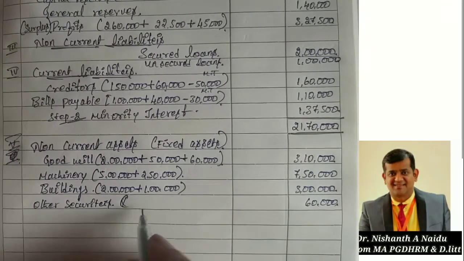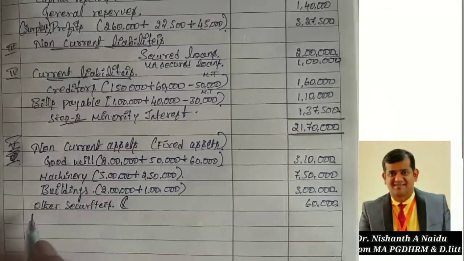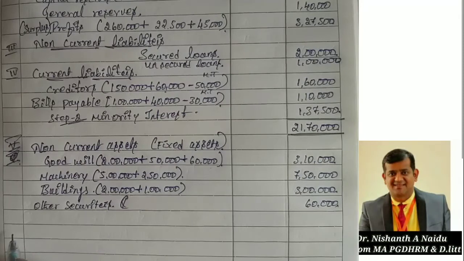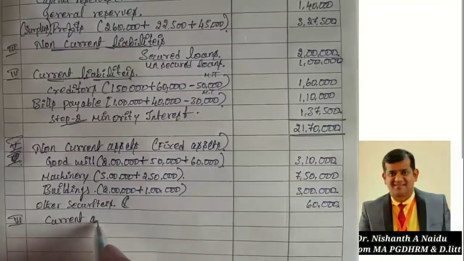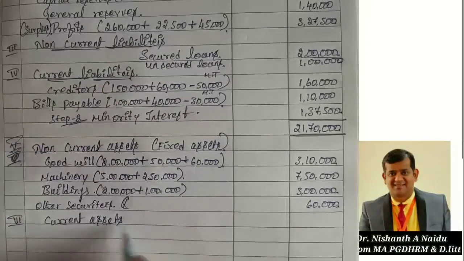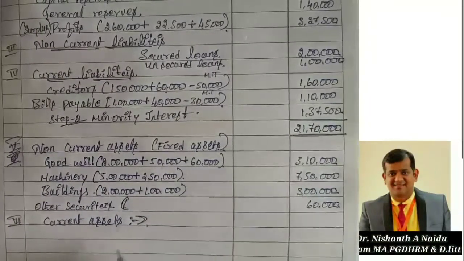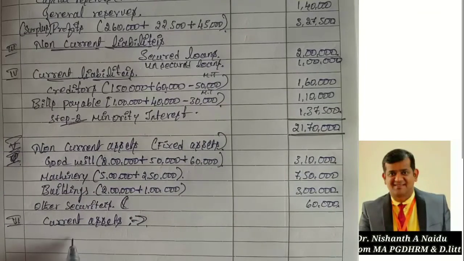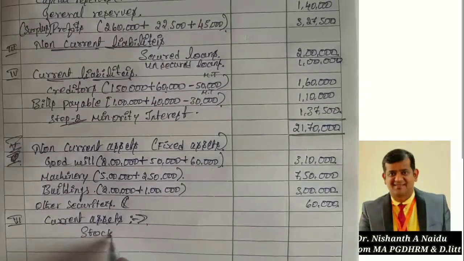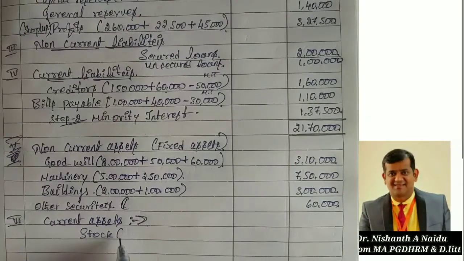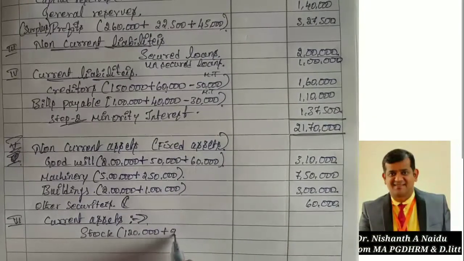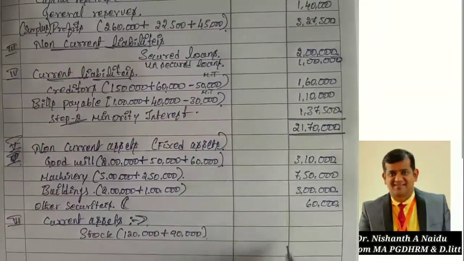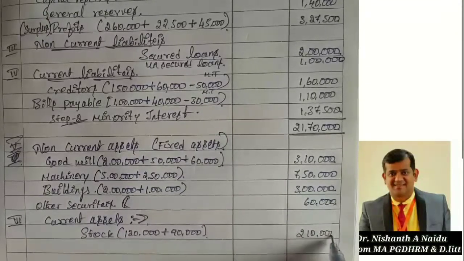Next we are moving to current assets. I am sorry, it is the 6th step, current assets. Under current assets, let us record one by one. Stock he has given 1,20,000 for P Company plus Q Company 90,000. So add it and put it in the outer column, 2,10,000 rupees.